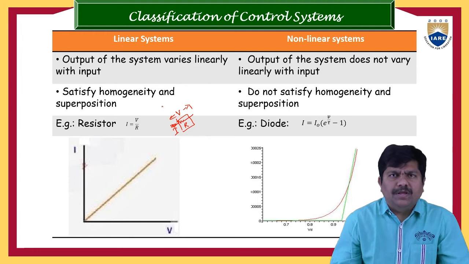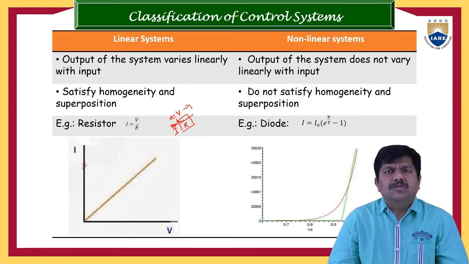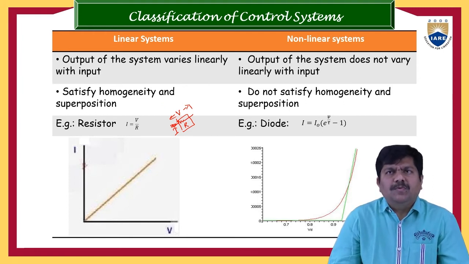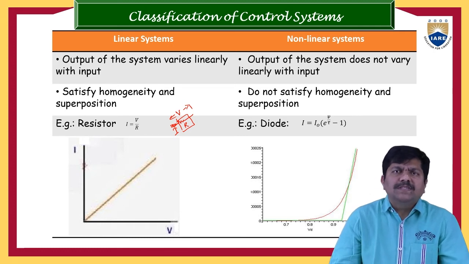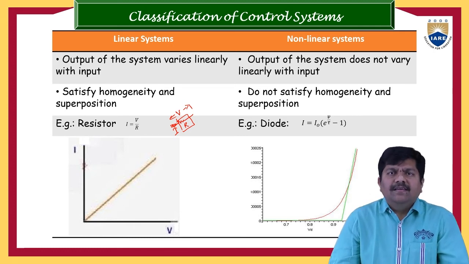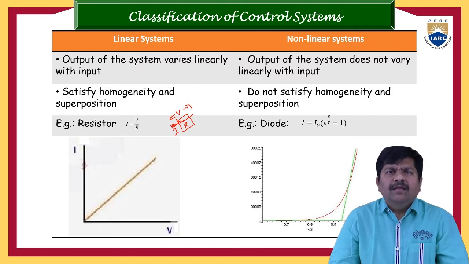So what is the thumb rule here? Linear systems always obey the homogeneity principle and the superposition principle. These two things are very, very important. Technically, if any system obeys these two principles, then the system can be said to be a linear system, and in a linear system the relation between input and output is always linear in nature.